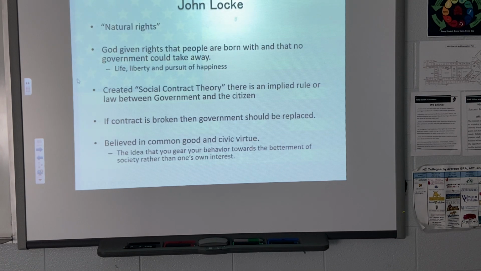There are expressed powers mentioned in the Constitution that they are to be involved in with the citizen. The citizen in return, there again, if they're going to keep their end of the contract, is to be subordinate. Okay, and that is what we mean when we say a social contract theory. Know that about John Locke.